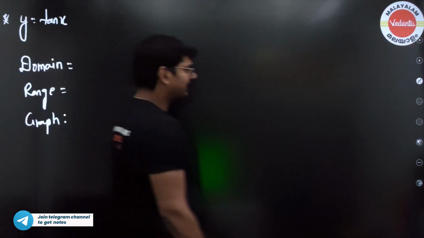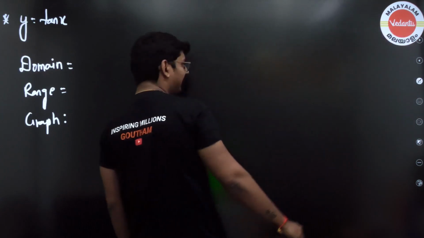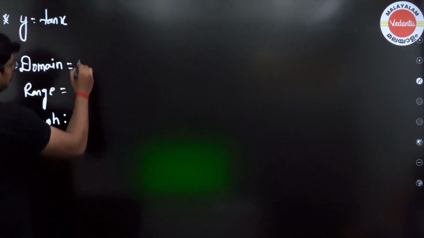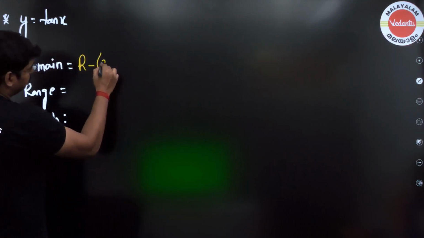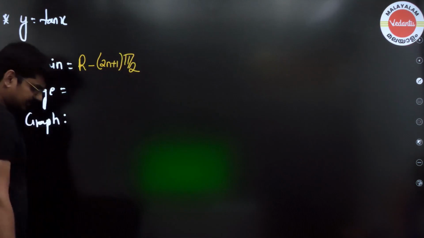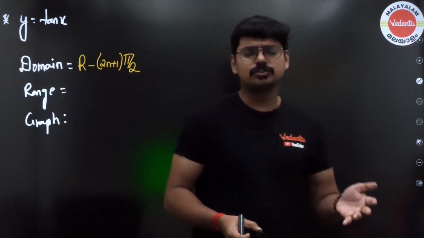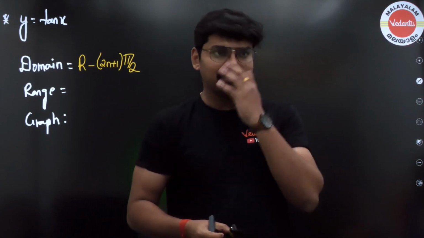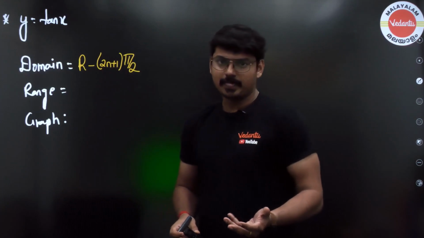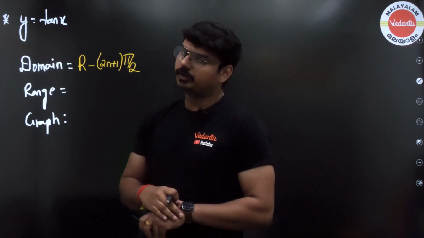Then we have the tan x. What about the tan x graph, guys? Regarding the tan x, the domain is going to be all the real numbers except (2n+1) times pi by 2. What this means is, at odd multiples of pi by 2, tan is not defined, right? We know that tan 90 is infinity. Similarly, tan 270 is infinity. Similarly, if you take any odd multiple of pi by 2, it's going to be infinity.